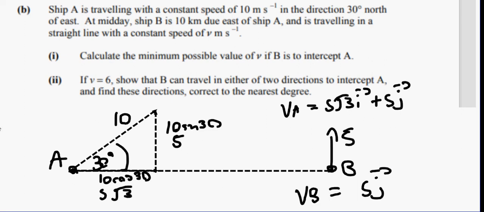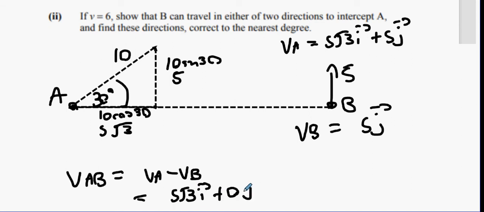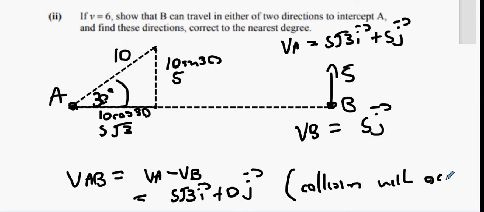And what does this ensure? If you really want to get technical about it, you can say that velocity of A relative to B is going to be VA minus VB, and then you say it's 5 root 3 i plus 0j. Why is it 0j? 5j, take away 5j, and then you say collision will occur, if you really want to spell it out. So the V minimum is 5. That went for 20. It shouldn't have went for 20, but it went for 20.